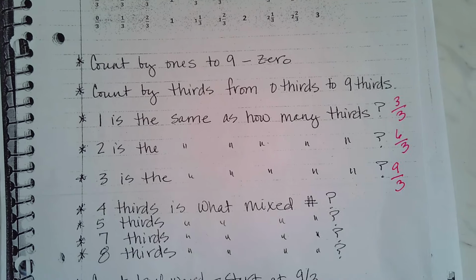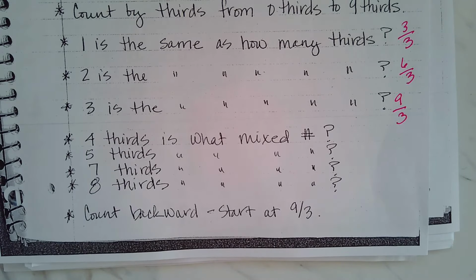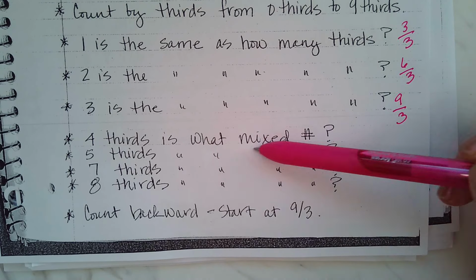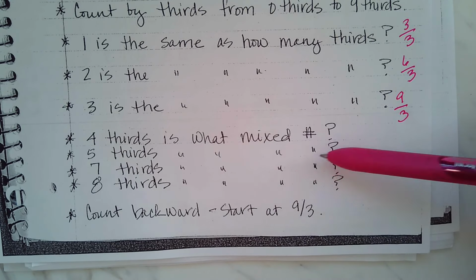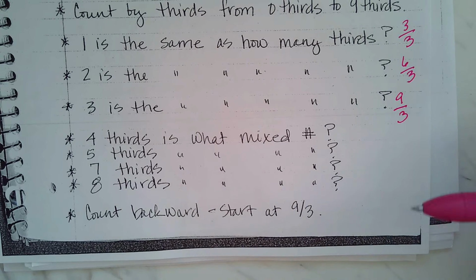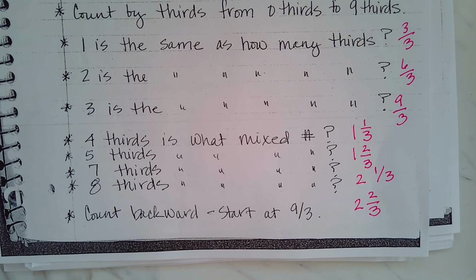Now, what I want you to do next is, 4 thirds is what mixed number? 5 thirds is what mixed number, 7 thirds is what mixed number, and 8 thirds is what mixed number? Go ahead and write those out and check back with me. Check your work. All right. So 4 thirds is 1 1/3. 5 thirds is 1 2/3. 7 thirds is 2 1/3. And 8 thirds is 2 2/3.